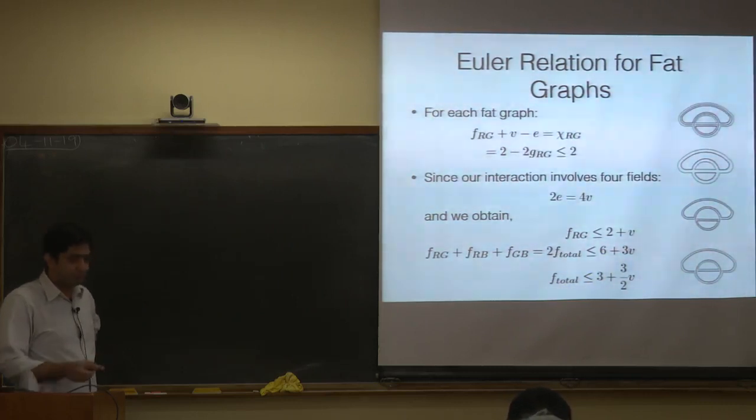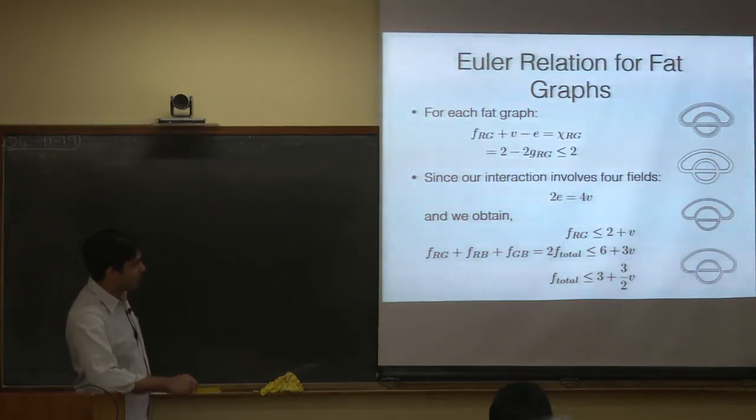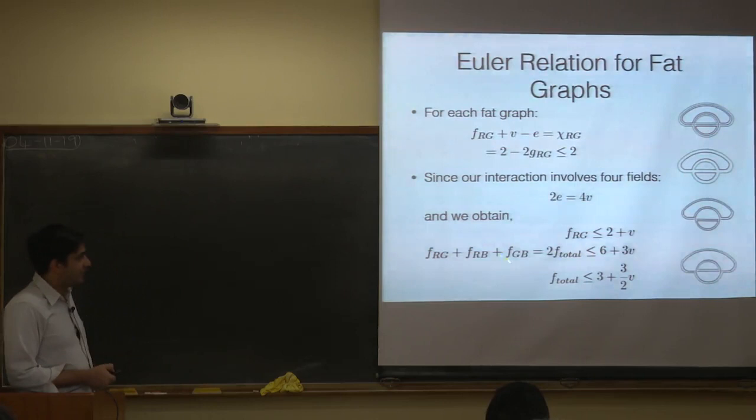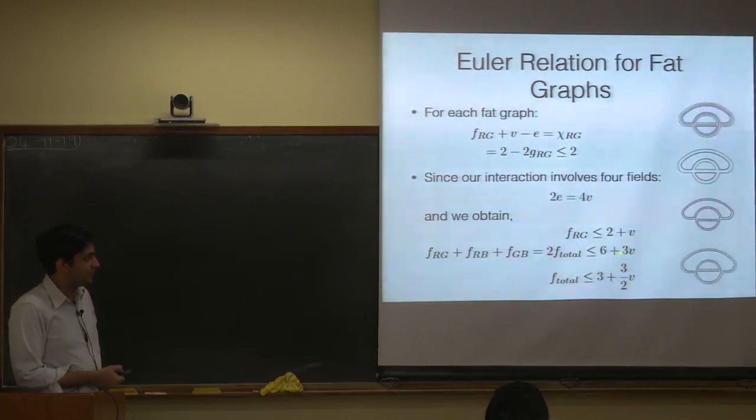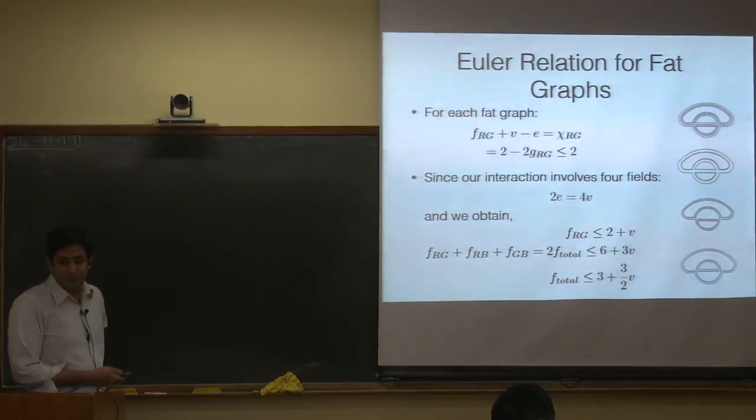Sorry, what was F_RG again? The number of loops in the RG? Yeah, that's the number of loops in the red-green fat graph. Got it. Thank you. Okay, so here there's 1, 2, 3, 4 loops. Yeah. Okay, and then if you add for all the different fat graphs, you get twice the total number of loops, and that's less than or equal to 6 plus 3V. Or the total number of loops is less than or equal to 3 plus 3 halves V.